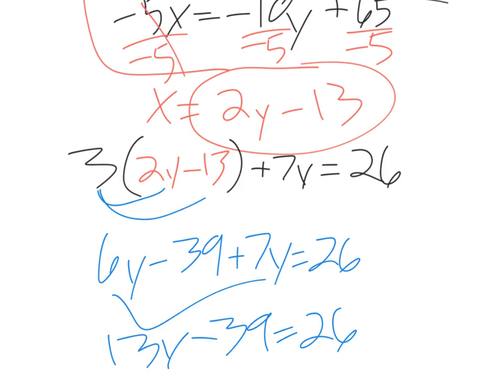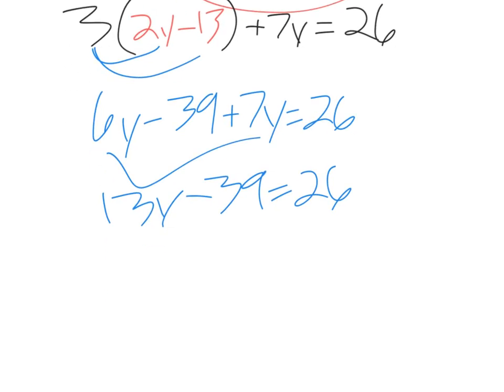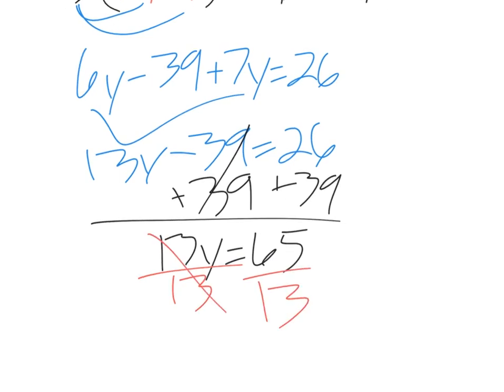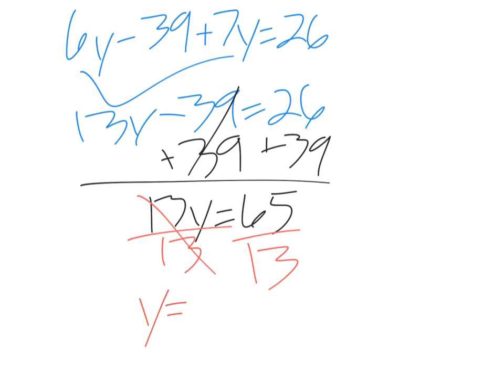And then that 39 is not a like term with the 13y. It doesn't have a letter with it. So plus it over, and that'll make 65. 13y equals 65. So 13 is multiplied, married to y, so divorce, divide it by 13. And then you get y equals 5.